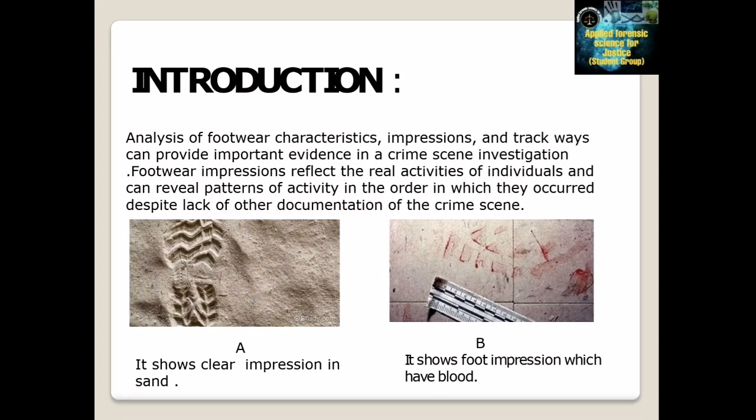Introduction. Analysis of footwear characteristics, impressions and tracks can provide important evidence in a crime scene investigation. Footwear impressions reflect the real activity of individuals and can reveal the pattern of activity in the order in which they occurred, despite lack of other documentation of the crime scene. Now suppose there are two types of footprint we have found at a crime scene, A and B. Picture A suggests a clear impression in the sand, and picture B suggests an impression on the floor having a blood stain.